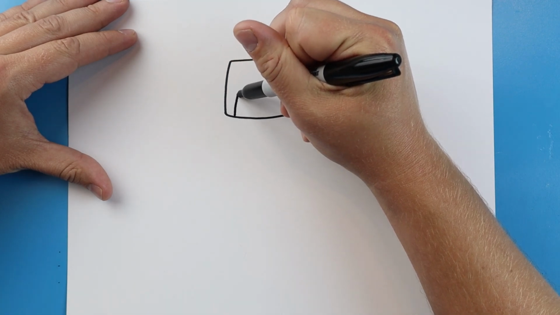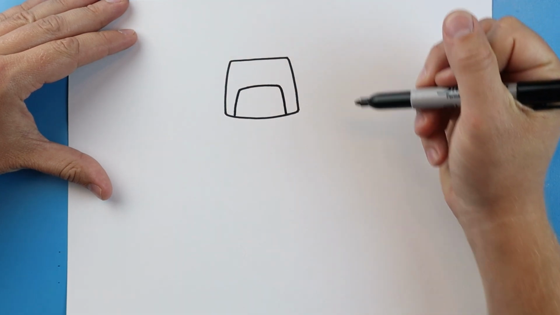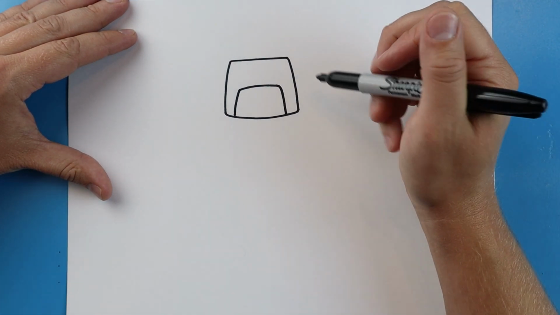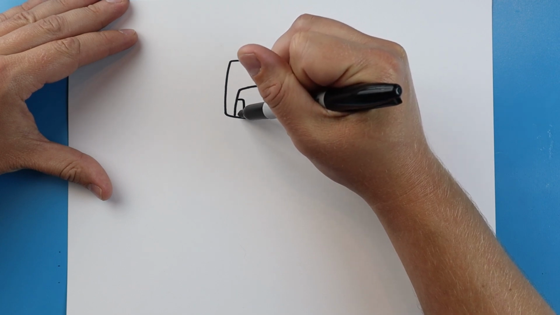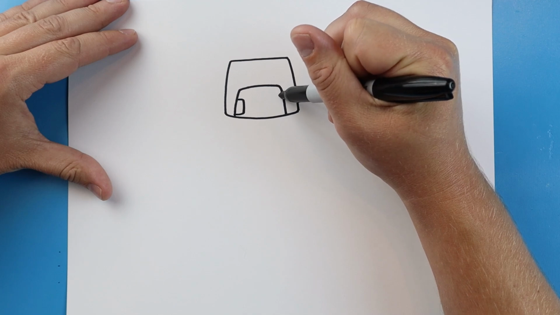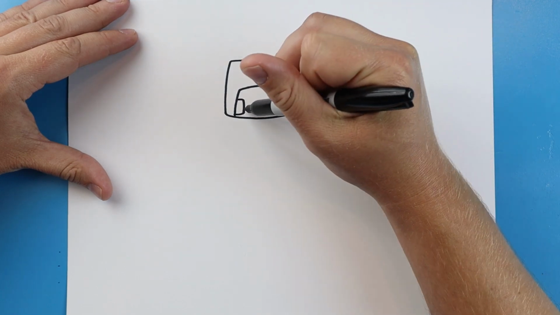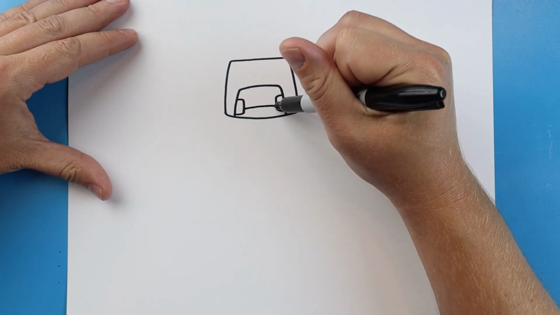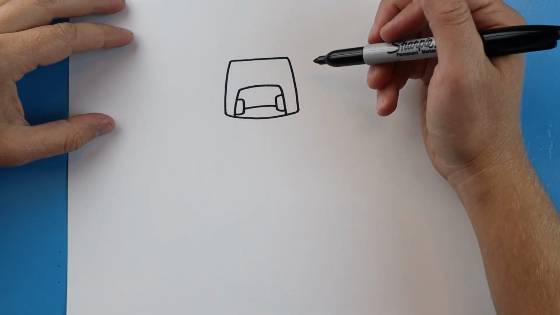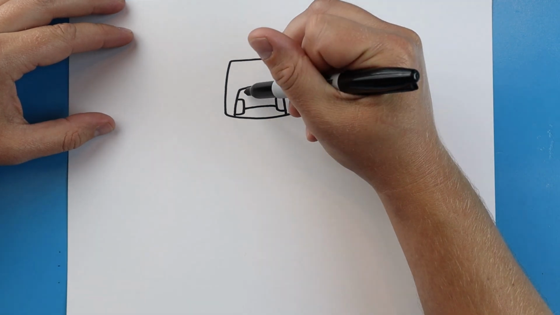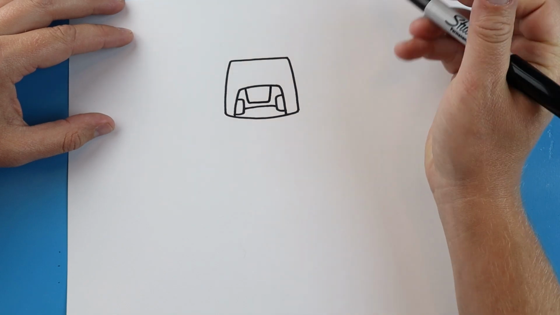Starting here, I'm going to make a line that's going to go up. It's going to go over and down here. Starting here, I'm going to make a line that's going to go over, down, and then back over here. Do the same thing here. Then we're just going to make a line that comes across here for the mouth. Starting here, we're going to draw a line that's going to go down, over, and then up.